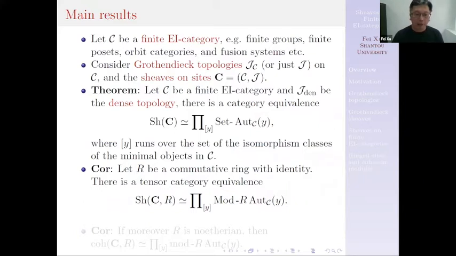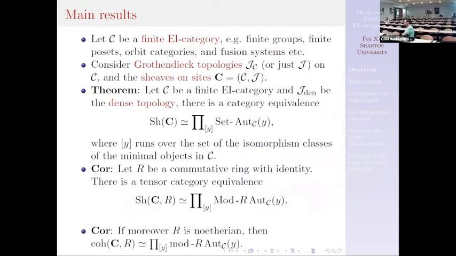And if we further assume R, the coefficient ring, is Noetherian, then we can look at the coherent objects on the left-hand side. Then we realize the coherent objects are identified with finitely generated group modules. So this is what I'm going to do.